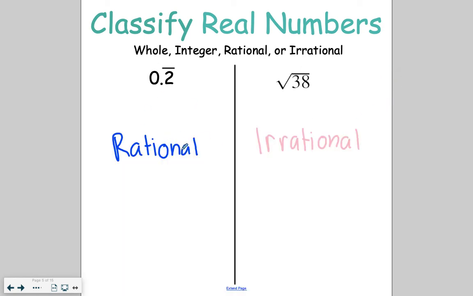0.2 repeating is a rational number because it has that repeating, so it can be turned into the fraction 2/9. Over here, the square root of 38, it's not a perfect square, which means you're going to get a super long decimal, making it an irrational number.